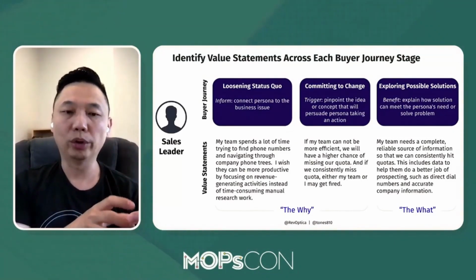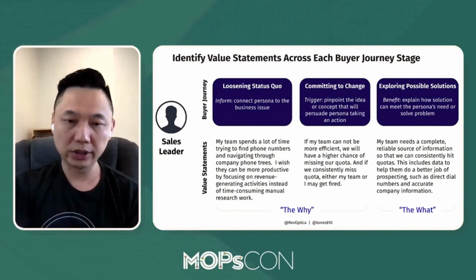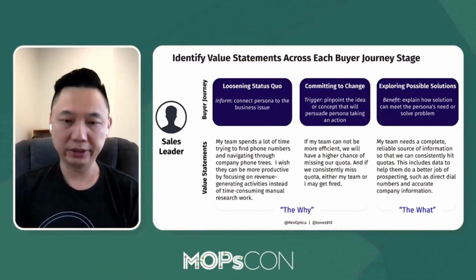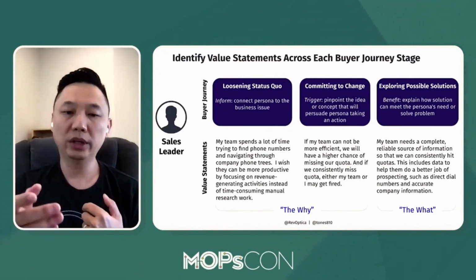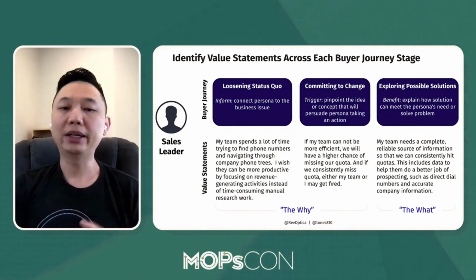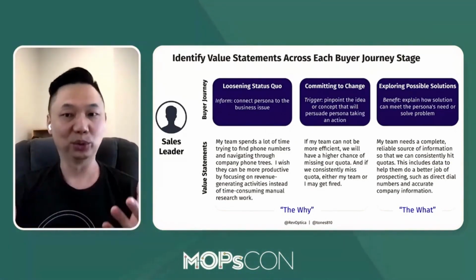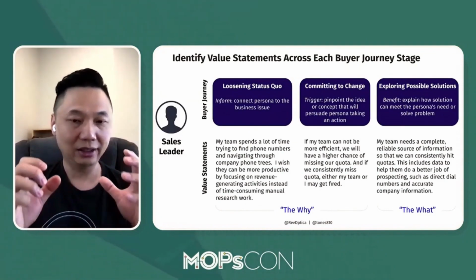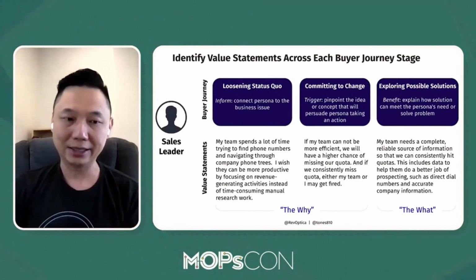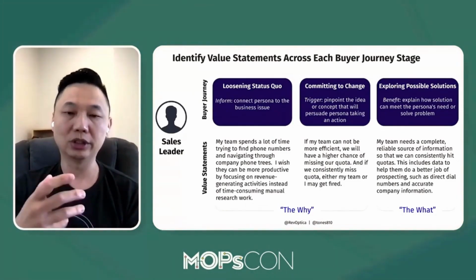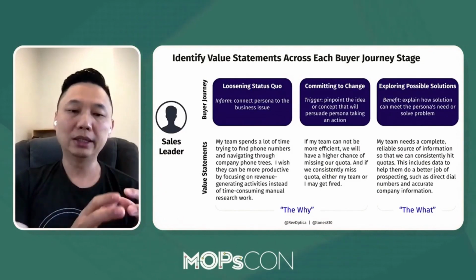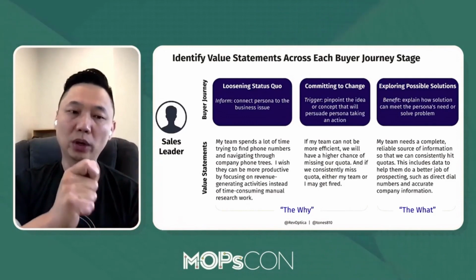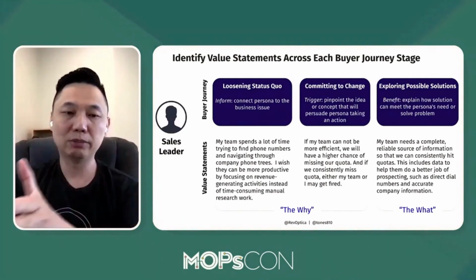where if this person is convinced that there's a pain point to be solved for, this number 2 is about urgency. If my team cannot be more efficient, we will have a higher chance of missing our quota. And if I or we consistently miss quota, either my team or I myself will get fired, right? You could tell, that's connecting the pain point directly to the sales leader and instilling a sense of urgency, right? And so again, the whole idea is to message and hit upon these value statements, which are the key points that you want to leave this person with to guide them down that decision-making process.